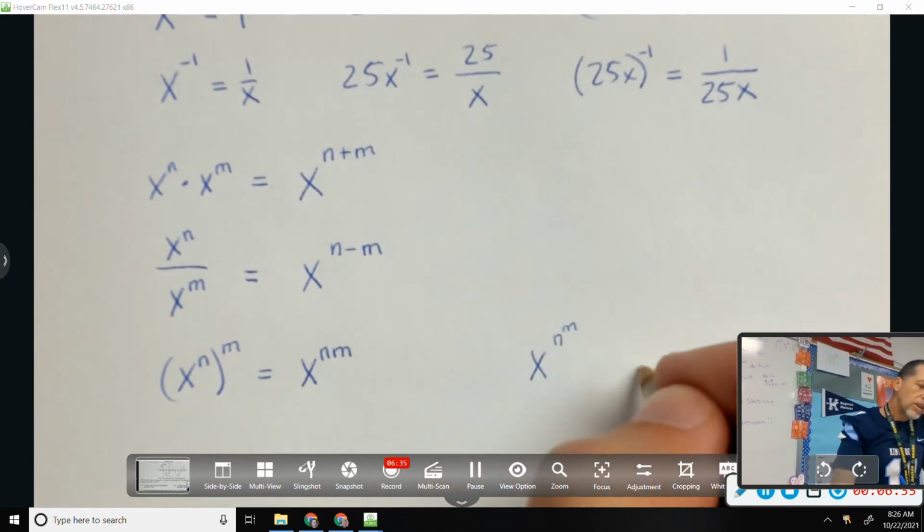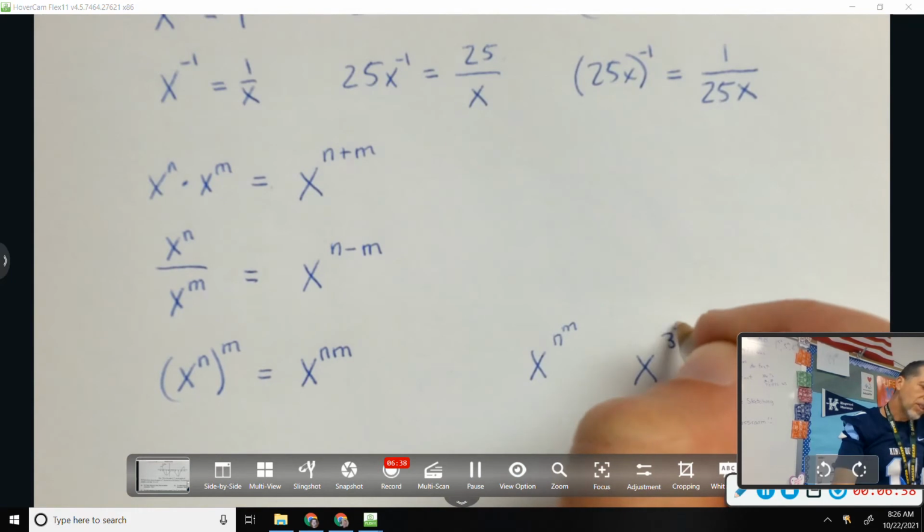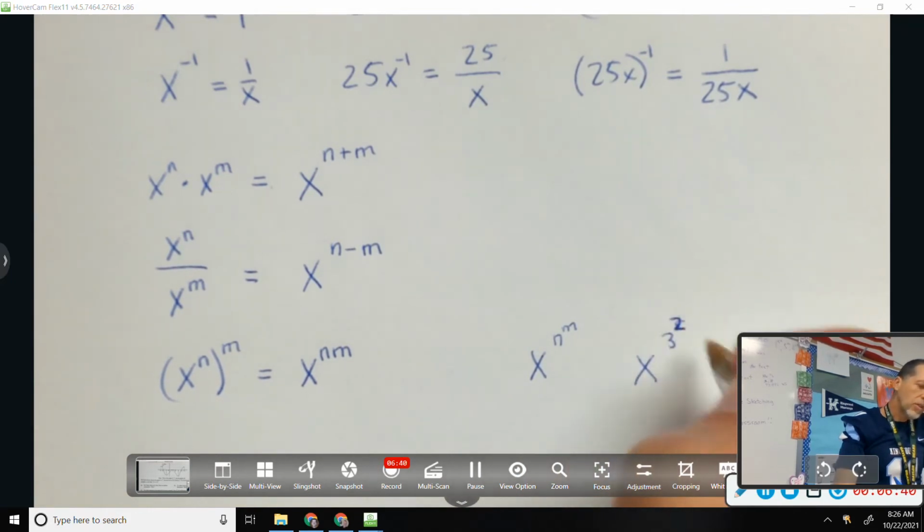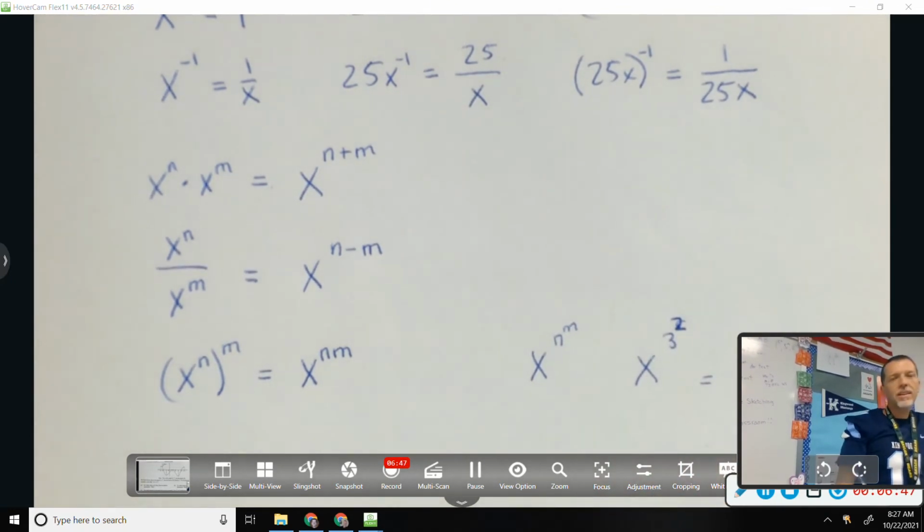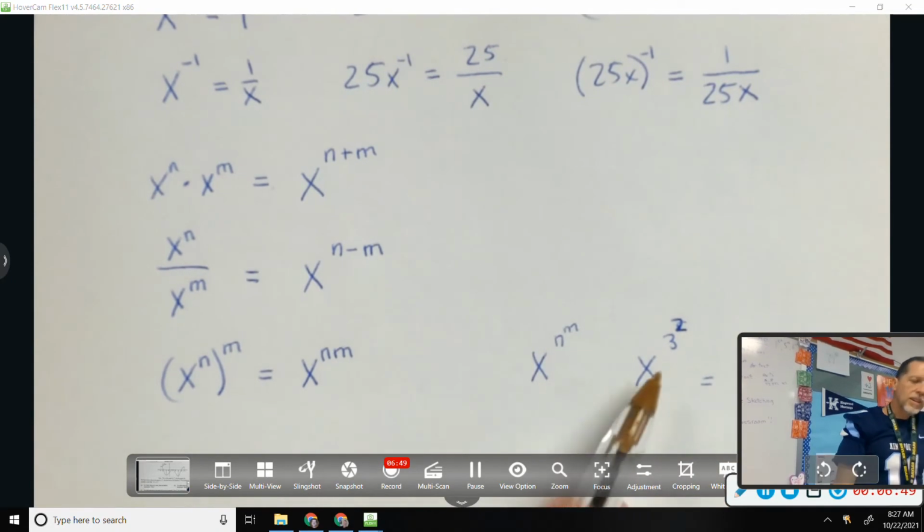Let's say x to the 3 squared. That would not be x to the 6 because you would do this exponent first. That would be x to the 9th, because 3 squared is 9.